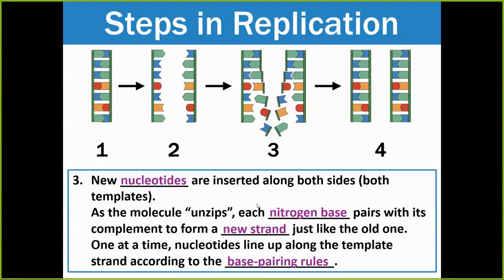Remember, we unzipped the nitrogen bases. So now new nitrogen bases start pairing in. It's like the peanut butter and jelly. They read it: oh, okay. I'm making this up, but let's assume that this is adenine, so I need a thymine. Oh, this is a cytosine, so I need a guanine. One at a time, the nucleotides line up and get connected according to the base pair rules.